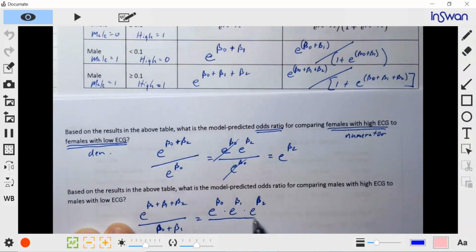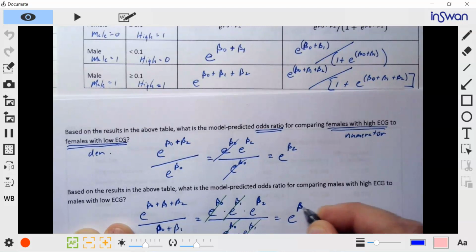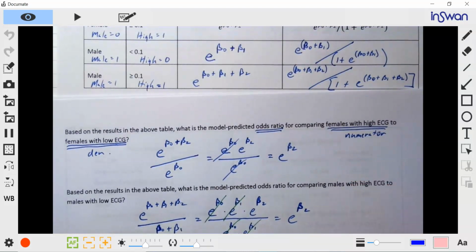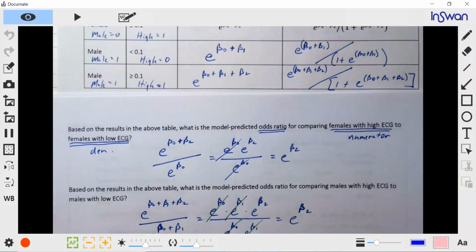If you add in the exponent, that's the same as multiplying. e to the beta 0 times e to the beta 1. Then e to the beta 0 over e to the beta 0 cancels out. e to the beta 1 over e to the beta 1 cancels out. And we're left with, again, e to the beta 2. So it's the same thing that we got for the females. Again, comparing males with high ECG to males with low ECG in this model is e to the beta 2.